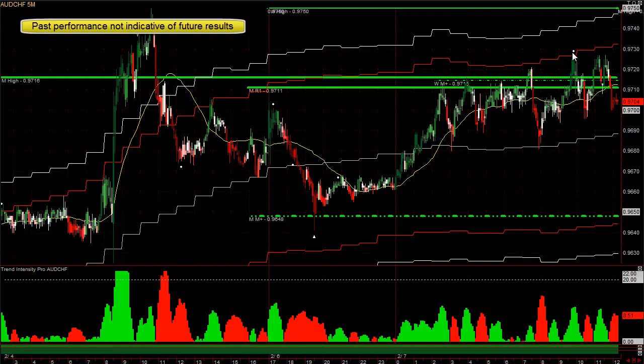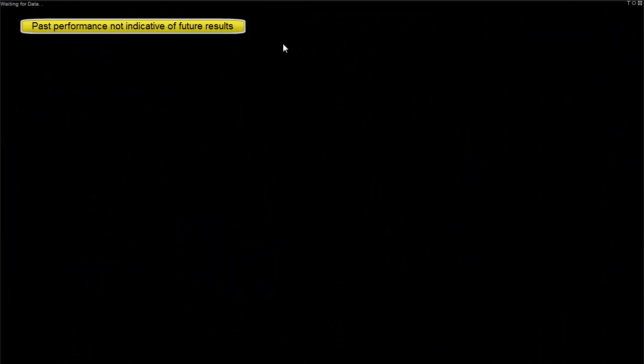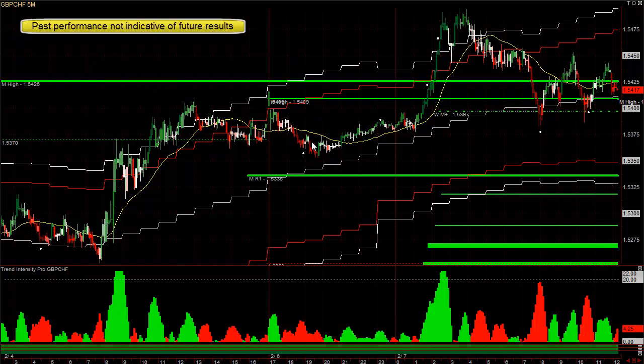When it broke above here, I would have been very hopeful, but then it came back in underneath this support area here, and you would have had to get out of your trade with a small profit. Pound Swiss. Again, super strong pound, weak Swiss. This one's above the hourly and it's kind of consolidating.